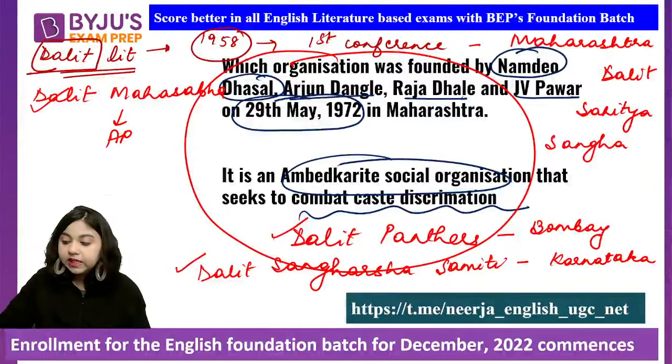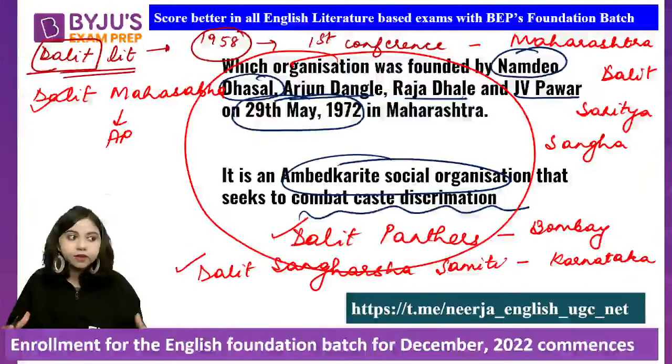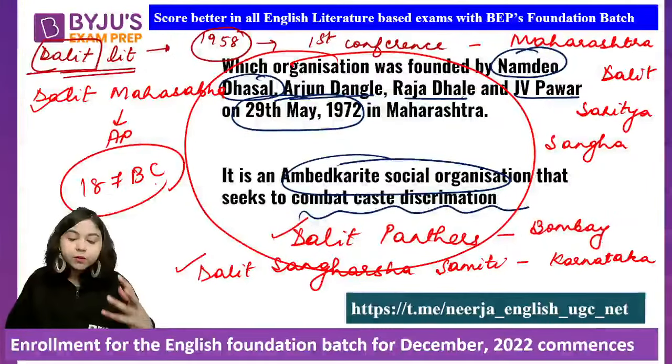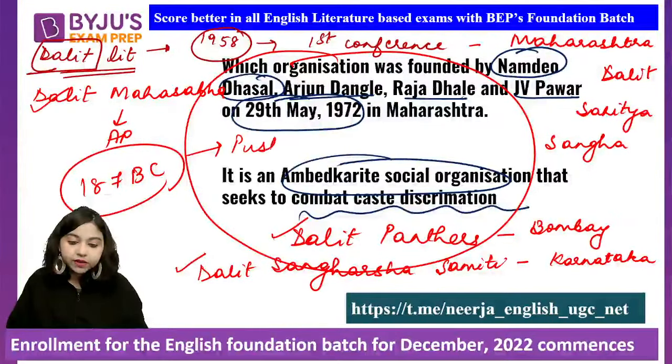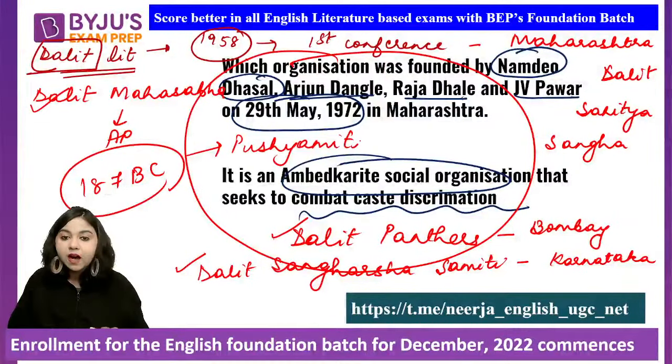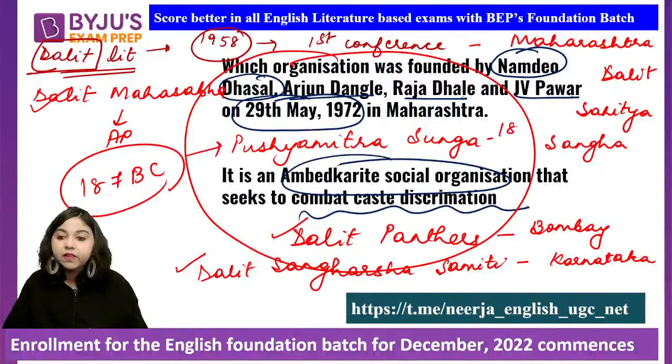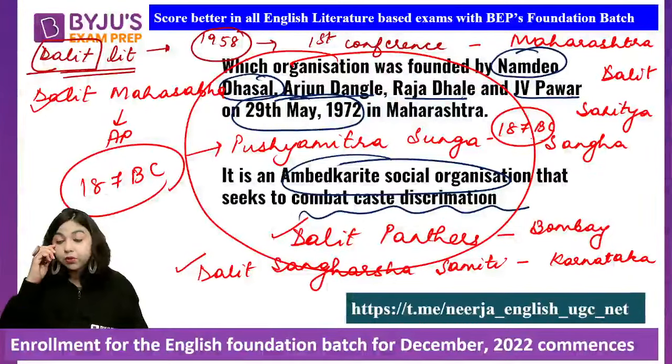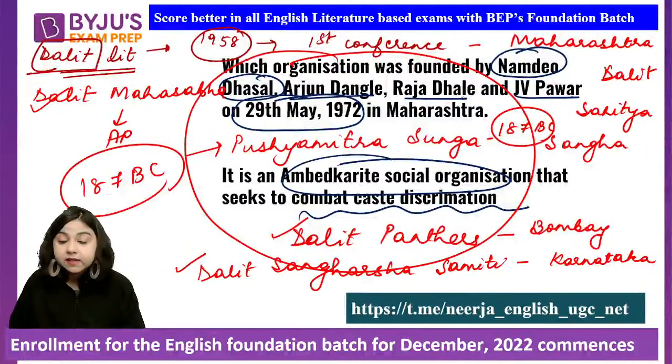And also remember that this entire Dalit canon also traces the origins of the caste system altogether. You are able to see that Pushyamitra Sunga in almost 187 BC, that is where the practice of untouchability had started. It was so very old altogether that you are able to see that from the times the Aryans had come to Pushyamitra Sunga's rule, that is where the injustices perpetuated against the people of the lower rung had started. That is where we are able to see.